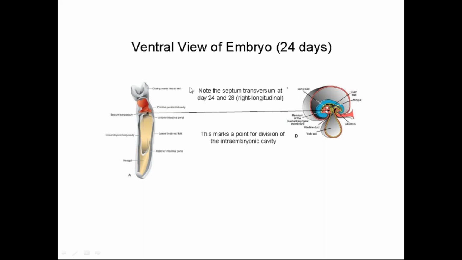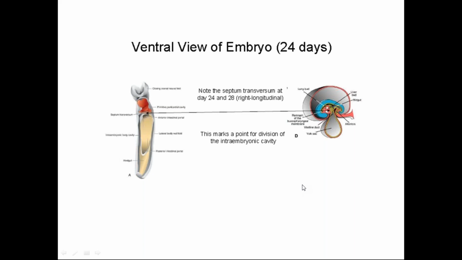If we take a section at this level, near the pericardium, you can see this is the heart tube, and it is sitting on this part which is called the septum transversum. Note the septum transversum at this part. And you see the yolk sac out here.